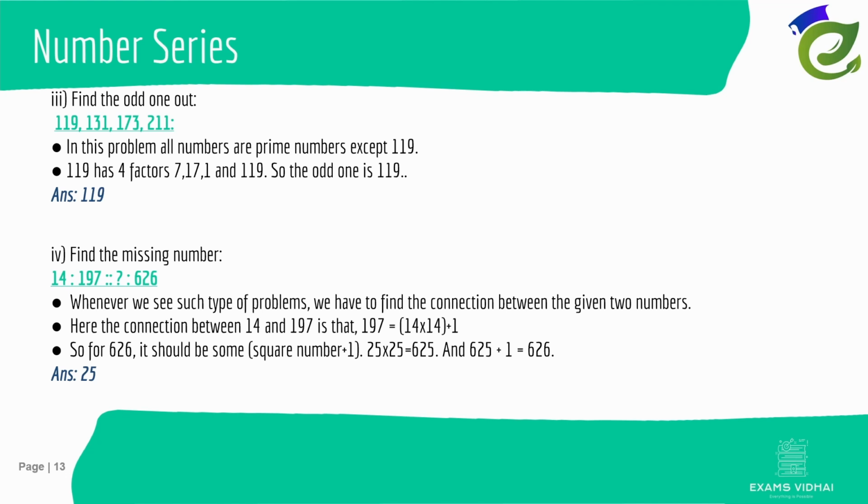In next question, find the missing number. We are given with 14 is to 197 in proportion with question mark is to 626. Whenever we see such types of problems, we have to find the connection between the given two numbers. Here the connection between 14 and 197 is 197 is equal to 14 into 14 plus 1, that is 14 square plus 1. That's why I recommend you all to memorize the squares of numbers till 20. So for 626 it should be some square number plus 1.